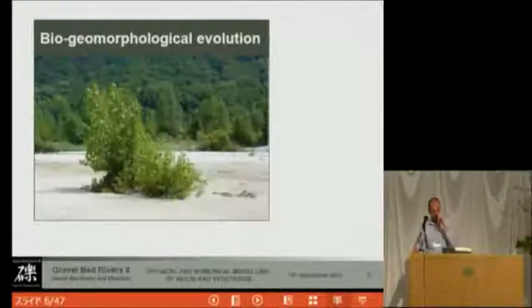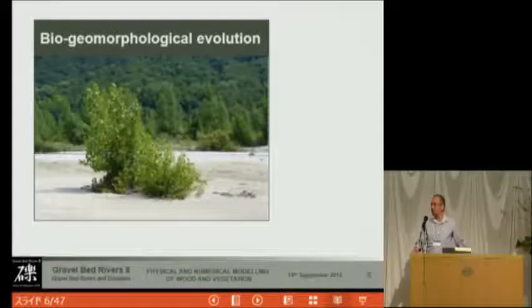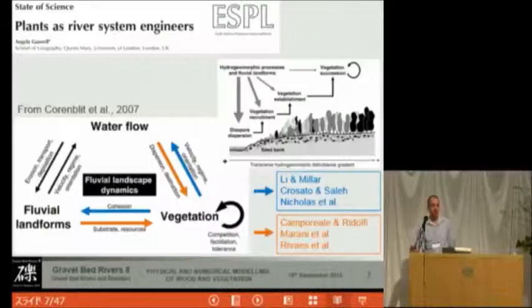So, first part. It's well known now that vegetation, plants, have a crucial role in the fluvial system. They are one of the 3 main components: there is water, there are sediments, and there is vegetation. And all these are linked with 2-way interactions.